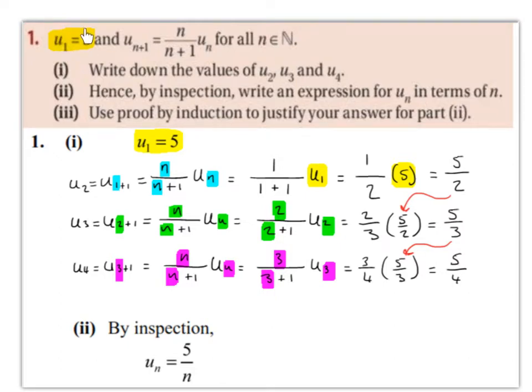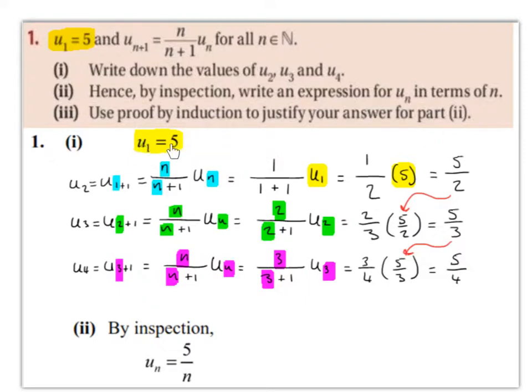u1 equals 5 and u(n+1) equals n over n plus 1 times un, for all n values, elements of the natural number set. Question 1. Write down the values of u2, u3 and u4.